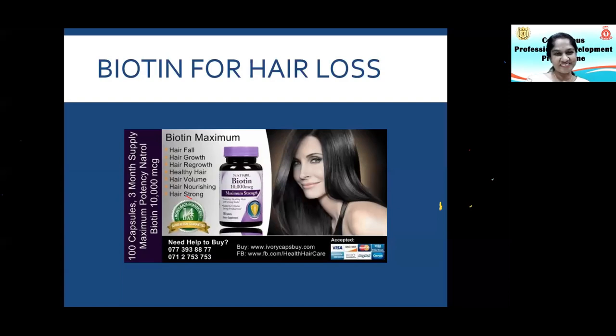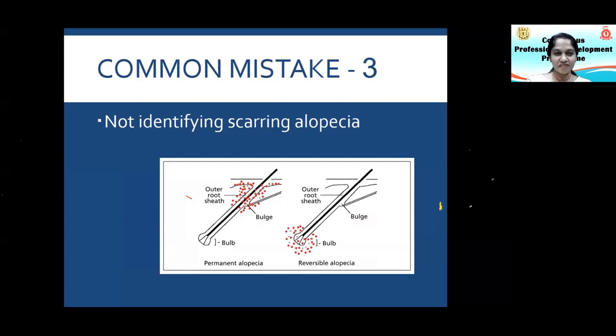Then we come to another very important mistake, that is not identifying scarring alopecia. What happens in scarring alopecia is that the inflammation occurs in the hair bulge region where the stem cells are located. Whereas in non-scarring alopecia, the inflammation occurs in the bulb region. So when the stem cells are affected with the inflammation, even if the cause is treated, the damage which is done is going to be permanent, and they develop scarring alopecia.